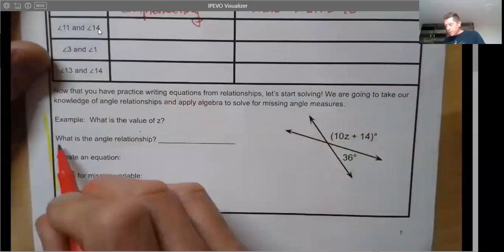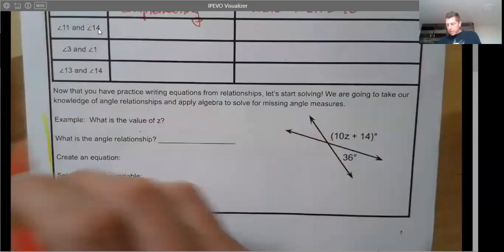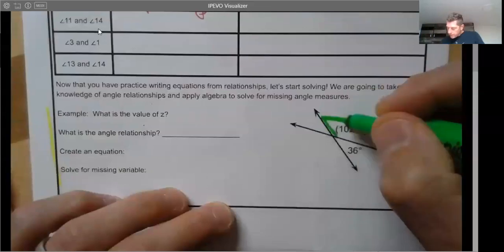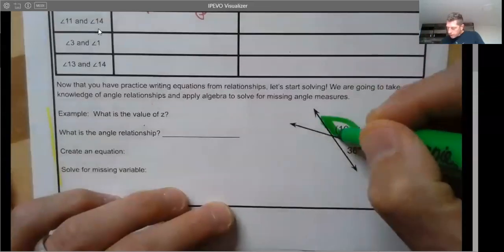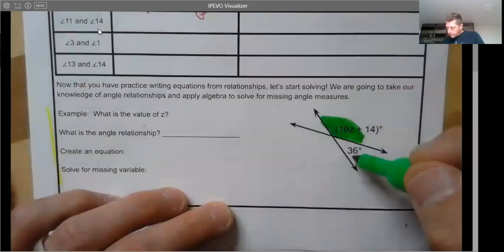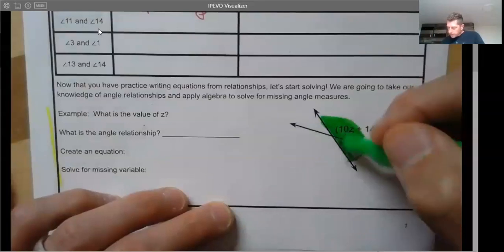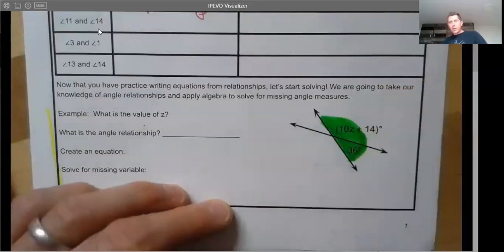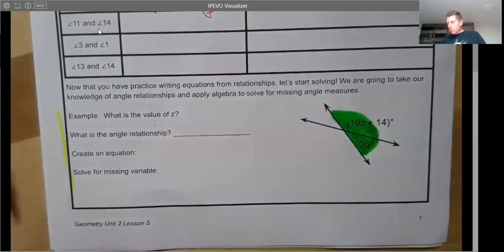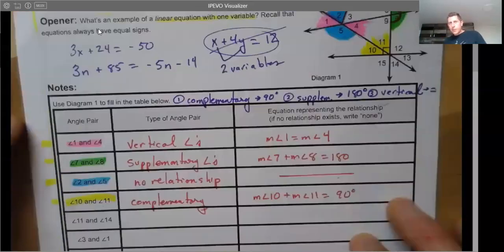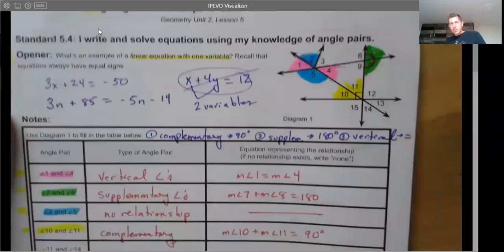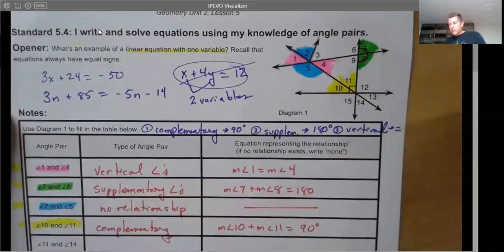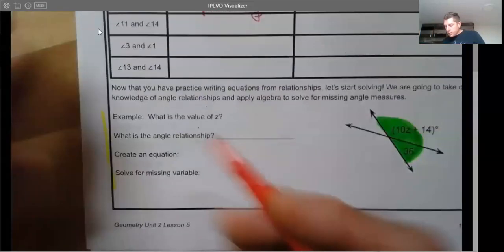So the first question that I'm being asked is, what is the angle relationship? Well, I've got my angles, and here I have this angle right here with a value of 10z plus 14, and my other angle right over here. So when I look at that green highlighted section of the two angles, which one does it look like from diagram 1? And yes, I color coded on purpose. So as you can see, 7 and 8 were supplementary angles, which means they equal 180. So they're going to be supplementary.